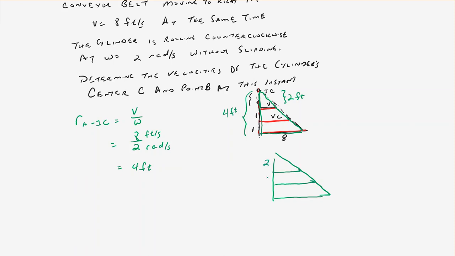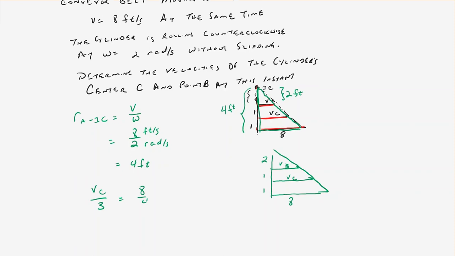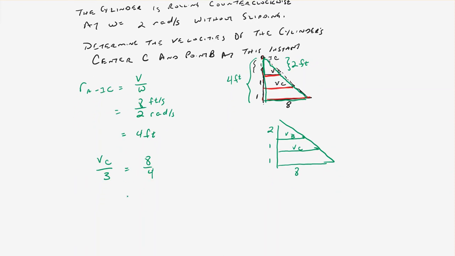So if this is 2, and this is 1, and this is 1, and this is 8, and this is V sub C, and this is V sub B, okay, then I can say by similar triangles that V sub C is to 3, as 8 is to 4, and so V sub C has to be 6 inches per second.